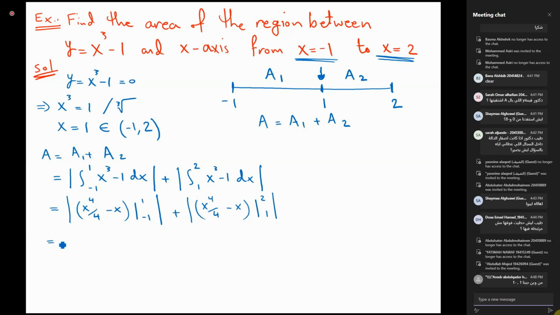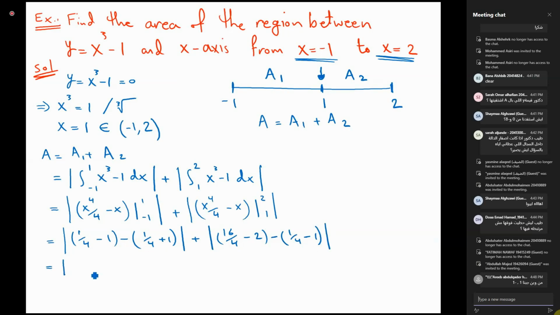In the first area, substitute 1, we have 1 over 4 minus 1, minus, substitute -1, 1 over 4 plus 1. The second area: 2 to the power 4, 16 over 4 minus 2, minus, substitute 1, 1 over 4 minus 1.